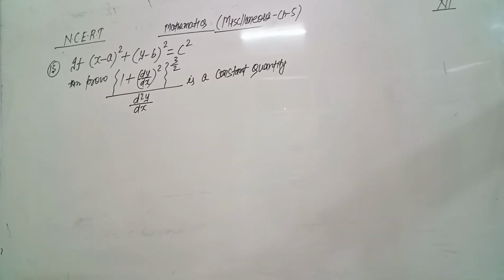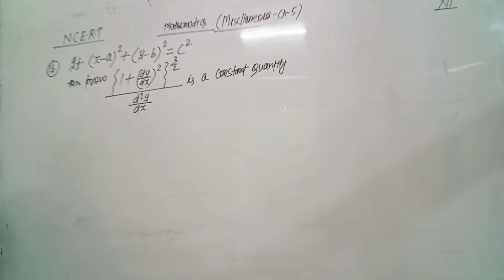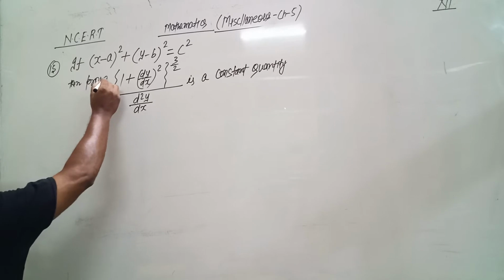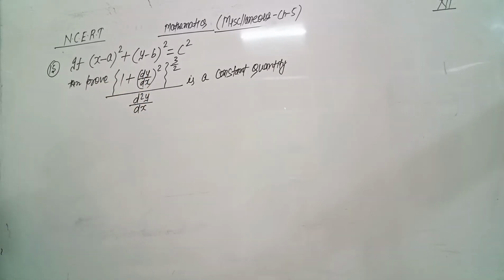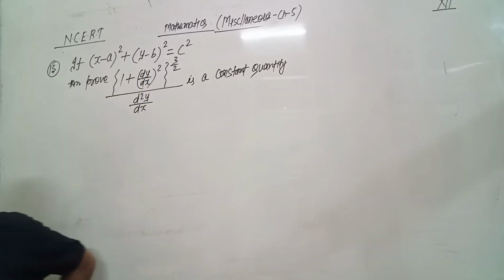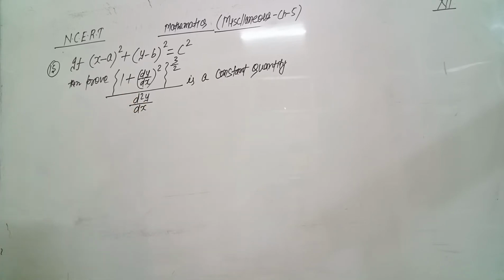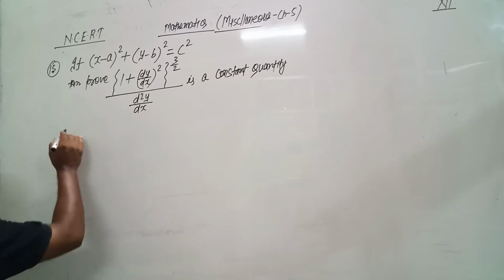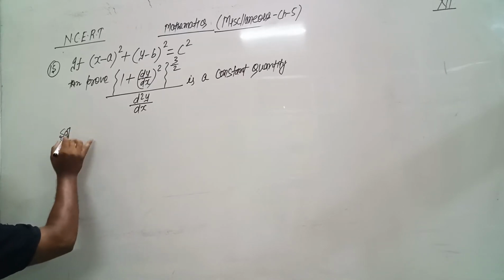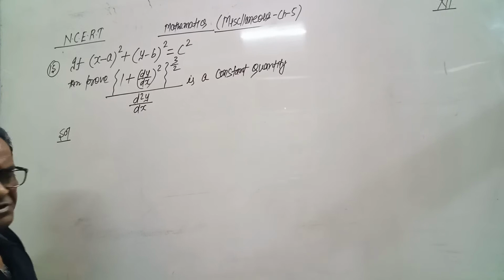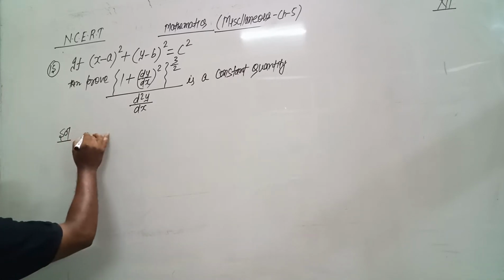We continue the NCERT miscellaneous exercise of chapter 5. The question is, if (x minus a) the whole square plus (y minus b) the whole square equals c square, where c is a constant, then prove that [1 plus (dy by dx) the whole square] whole raised to the power 3 by 2 upon d2y by dx square is a constant quantity. So we will find dy by dx first and then d2y by dx square.